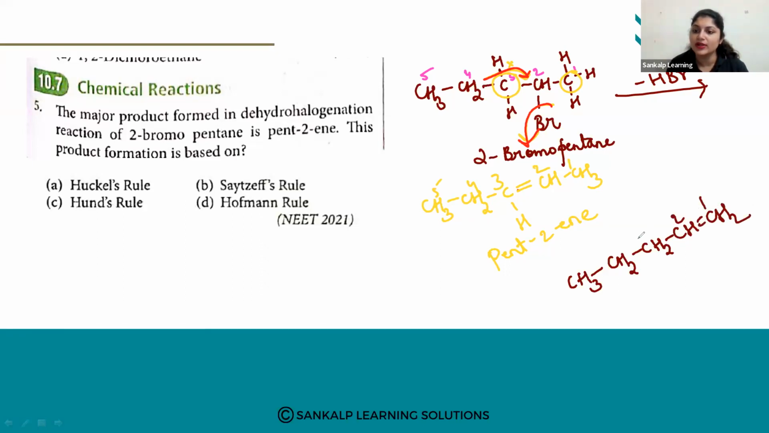So what is the name? 1, 2, 3, 4, 5. So this is pent-1-ene, right? So which is the correct answer? This, right? So this is pent-2-ene. So which rule is it? So it is Saytzeff rule.